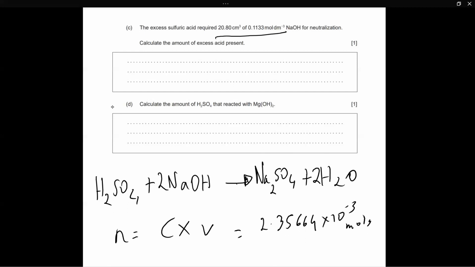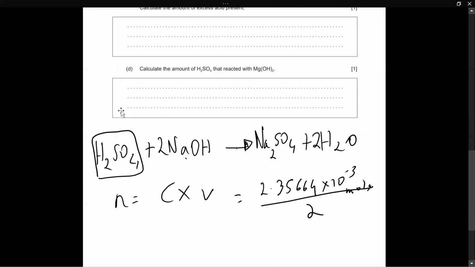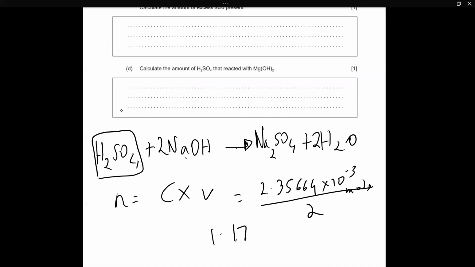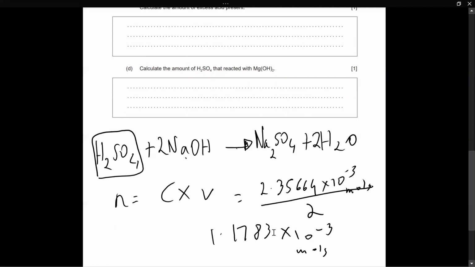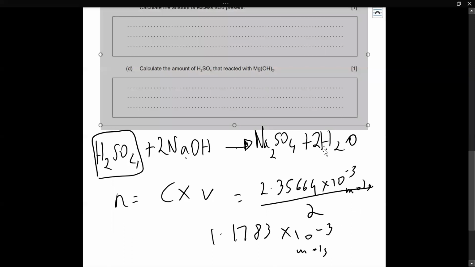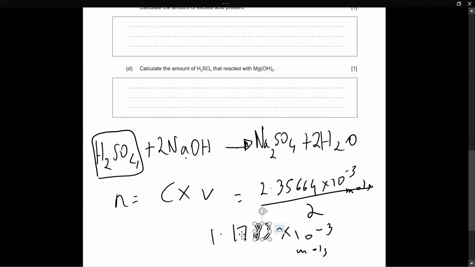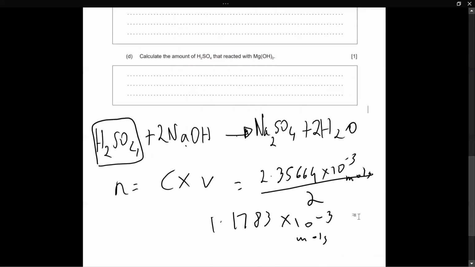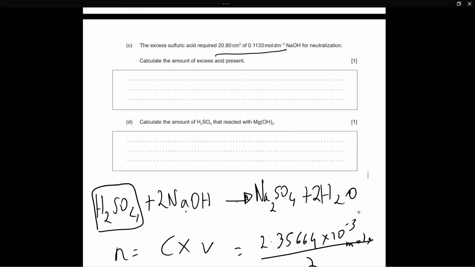And as you can see, the ratio is 1:2. So we need to halve this value. We need to divide it by 2 in order to get the amount of excess sulfuric acid. And the answer to that is 1.1783 times 10 to the negative 3 moles of sulfuric acid. So this is the number of moles of sulfuric acid that was in excess. So that is the answer.